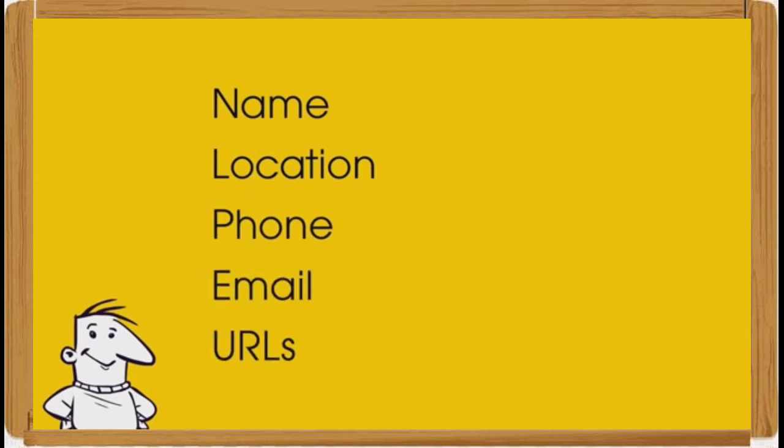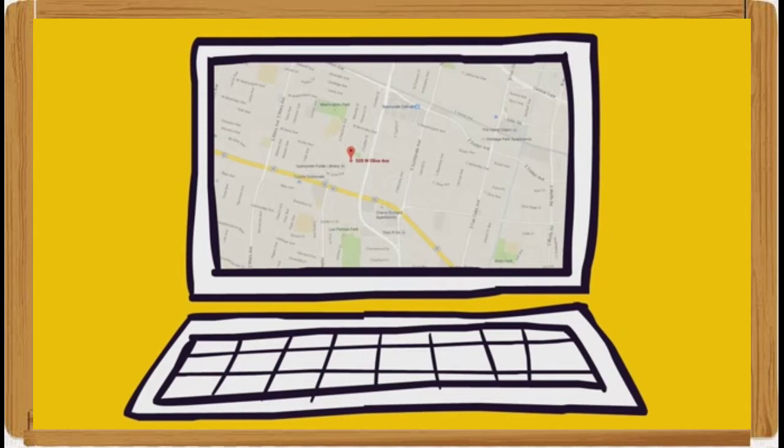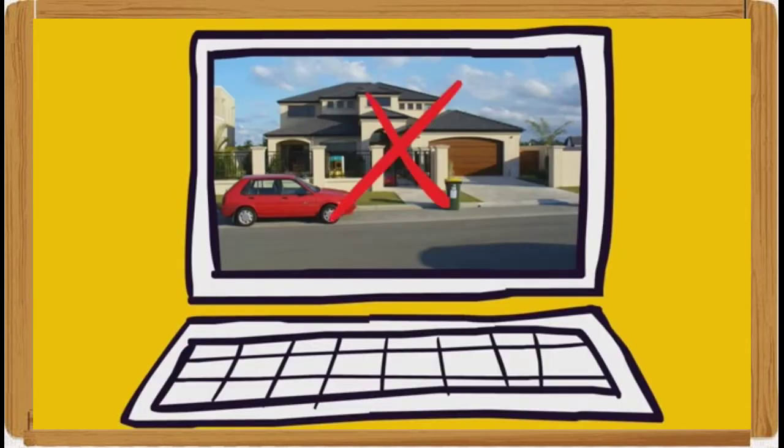Contact information includes your name, location, phone, email, and links to other online content. For your location, provide just the city and state. New mapping technology can give the employer more information than they need.